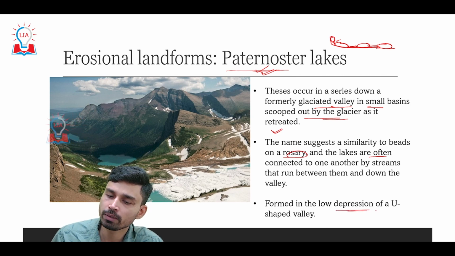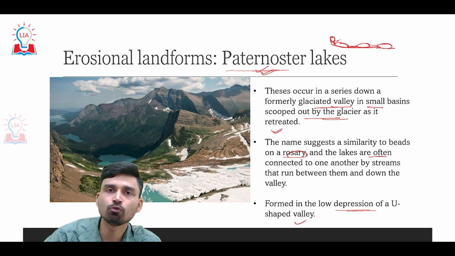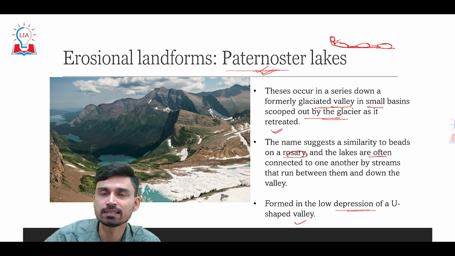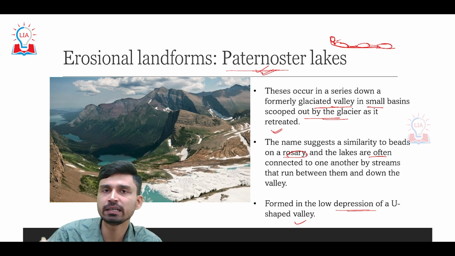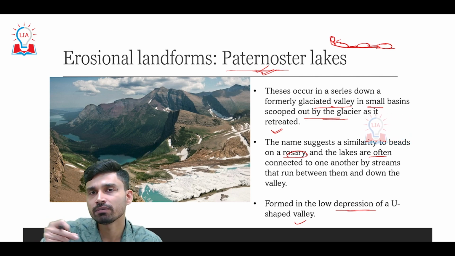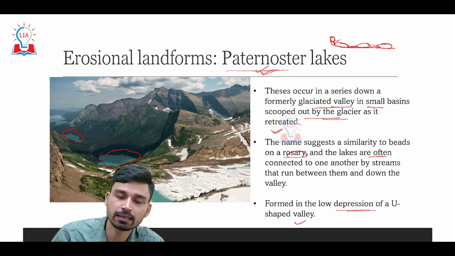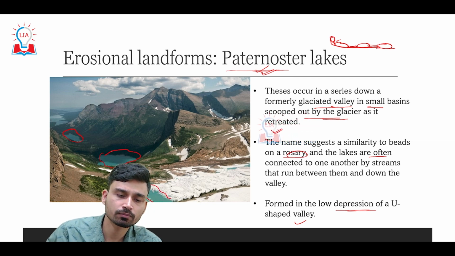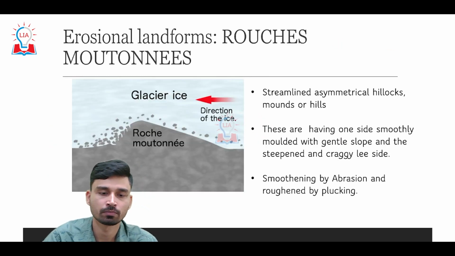These generally form in the low depressions of a U-shaped valley. Generally what happens is that when a glacier is moving in these valleys, it carves out U-shaped valleys. Now when warming occurs, the melting of the glacier happens, and where the depression is deeper, water gets accumulated, while in the slightly upper areas we have a river stream flowing from the upper lake to the lower lake. And that is why we can see these very famous, picturesque Paternoster lakes, which have developed in the Alaska range of the US and Canada. So that is how a Paternoster Lake develops.